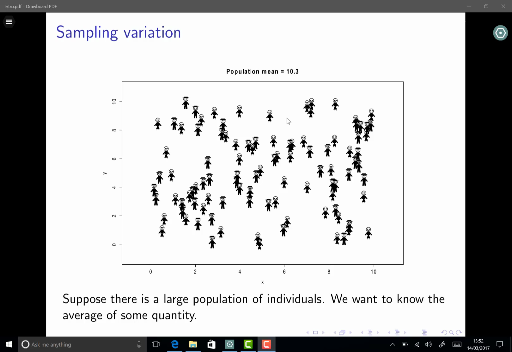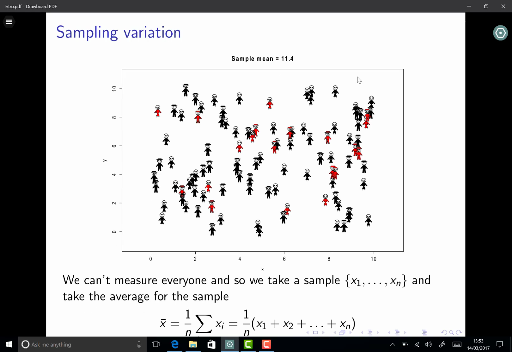Suppose we want to know something about the average of the population. Now this is just a toy example, so I've made it up. But let's suppose that for the population here, the true average is 10.3. Now, in our study, let's imagine that we can't afford to measure whatever it is we want to measure for every individual in the population. All we can afford is to measure something from a small sample from this population. So what we might do is choose a small number of individuals to measure. In other words, we take a sample from the population.